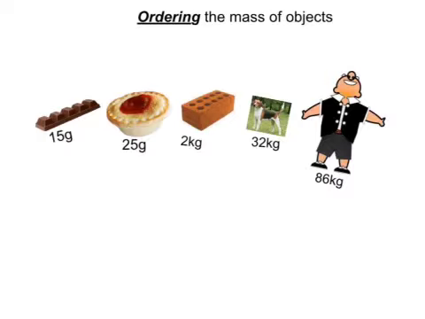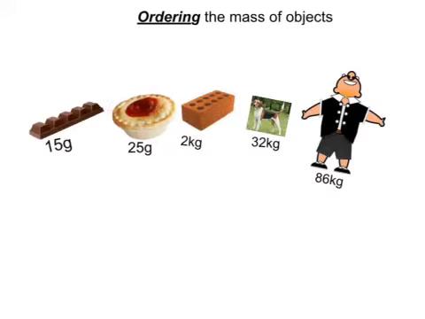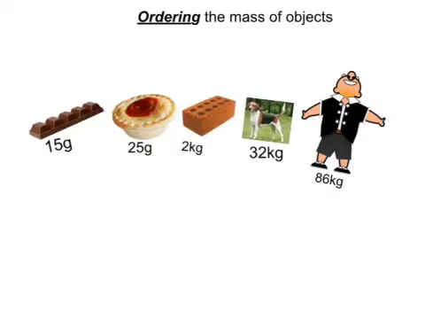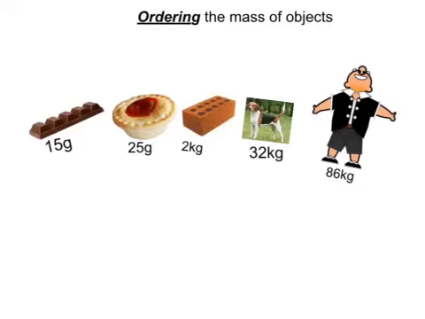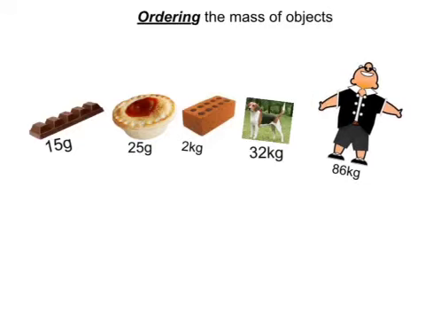So if we're ordering these items according to their mass from the least amount of mass to the greatest amount of mass, we have the chocolate bar at 15 grams, the pie at 25 grams, the brick at 2 kilograms, the dog at 32 kilograms, followed by the man at 86 kilograms.